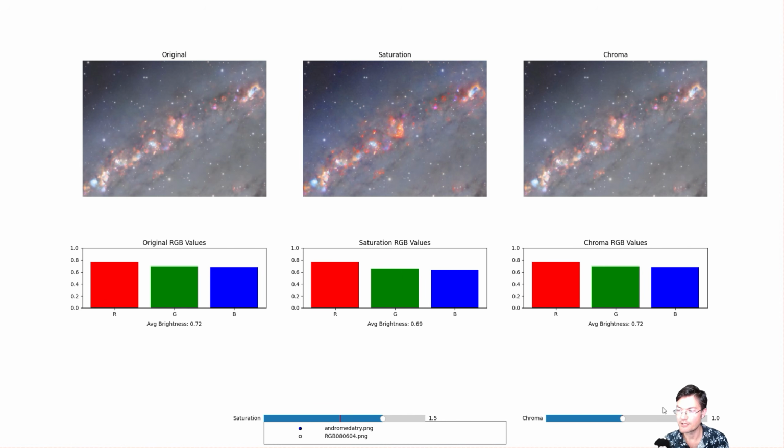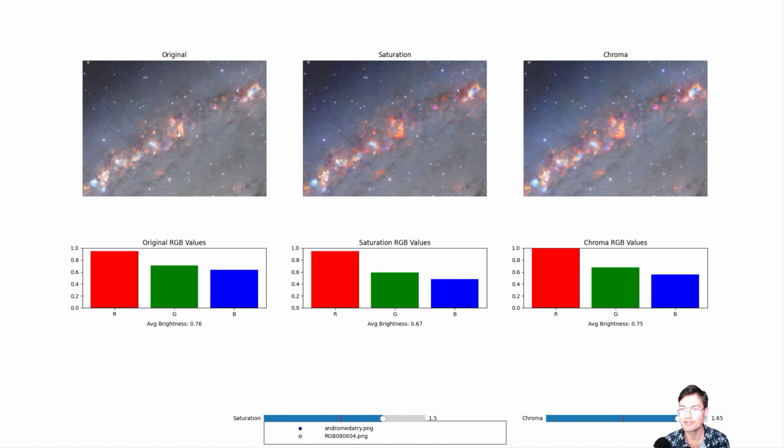On the chroma, on the other hand, if we go ahead and bump that up, now we got additional color here as well, and the average brightness stayed the same. You'll see the red came up some, the green kind of stayed the same, and the blue dropped a little bit. So it's intensifying the color without adjusting the actual brightness of that particular pixel, right?